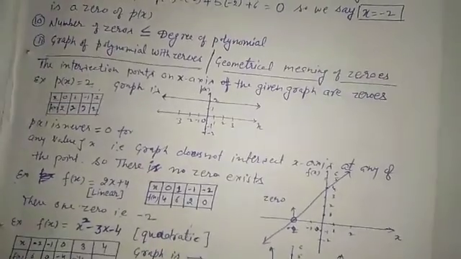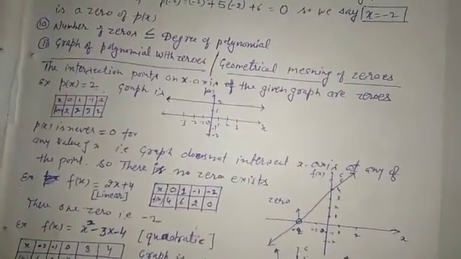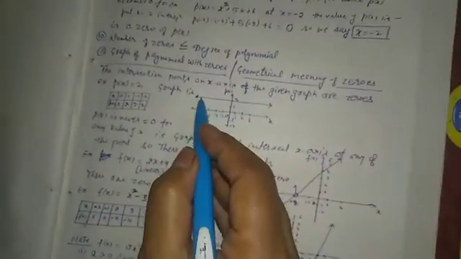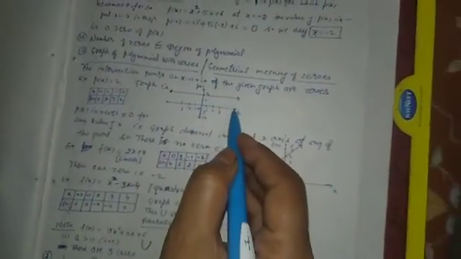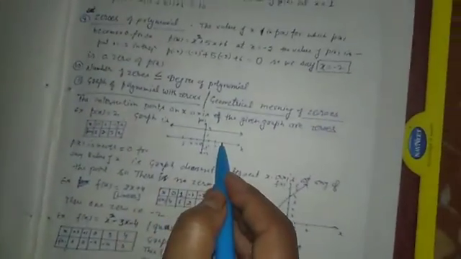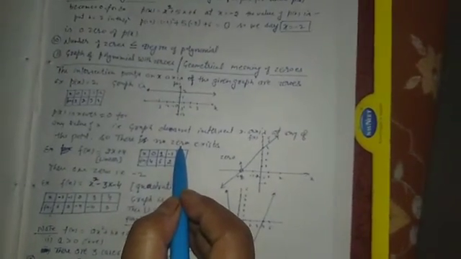If we do the graph here, at any value of x, you will get the value of p(x) as 2. It means the graph will be a straight line parallel to x-axis. It will not intersect x-axis at any point. So p(x) is never equal to 0 for any value of x. That is, the graph does not intersect x-axis at any point. So there is no zero, right?